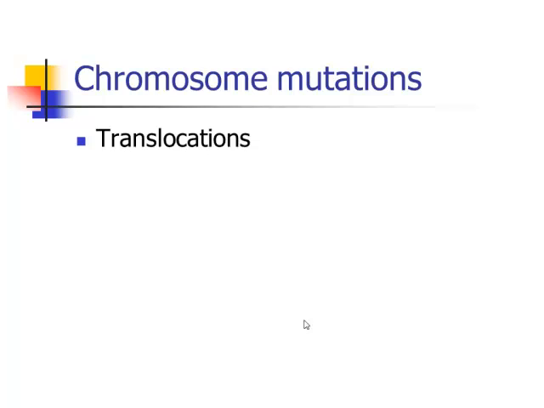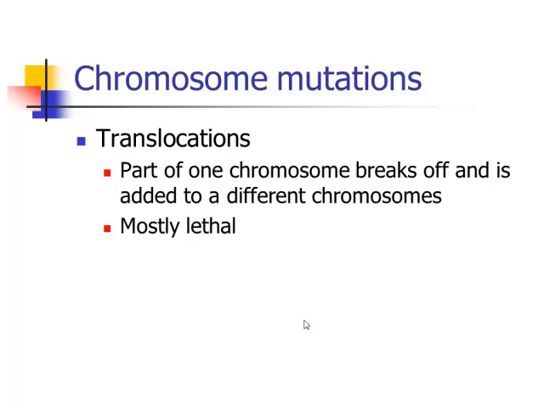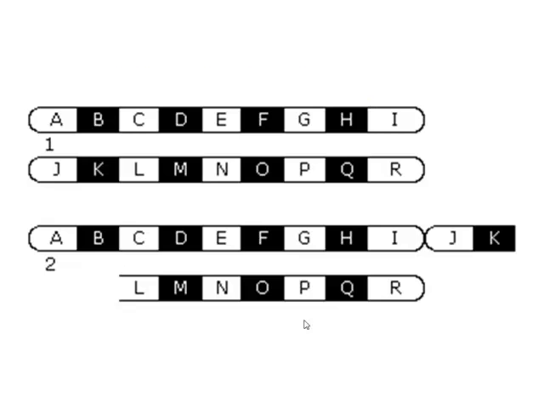Okay, the last kind of chromosomal mutation is called a translocation. Trans means across, so we are going across chromosomes with this one. This is where part of our chromosome breaks off and is actually added to a different chromosome. This is usually lethal, which means that if it happens, the organism does not survive.